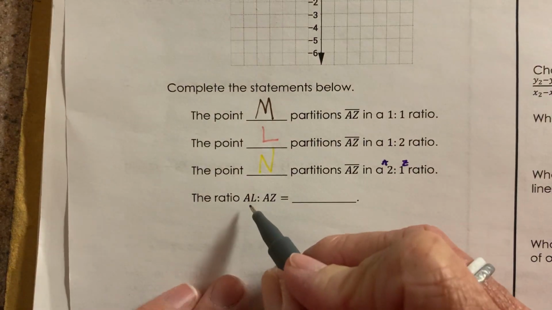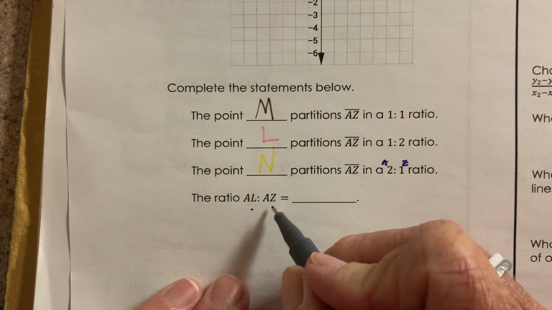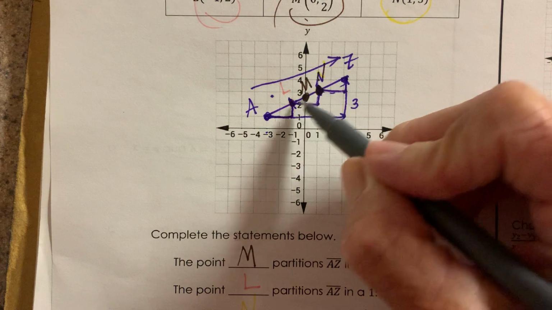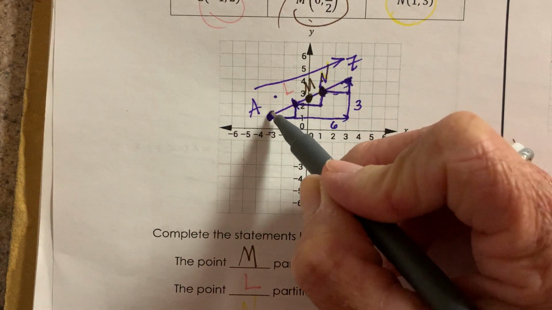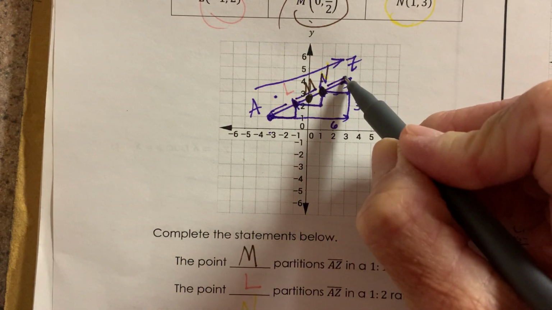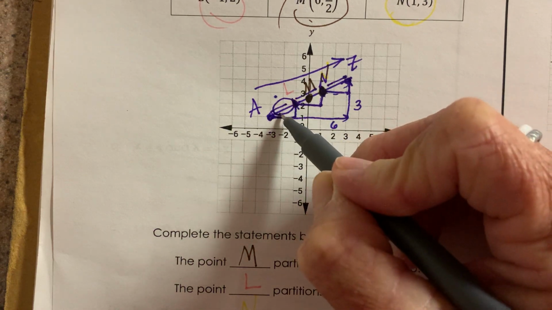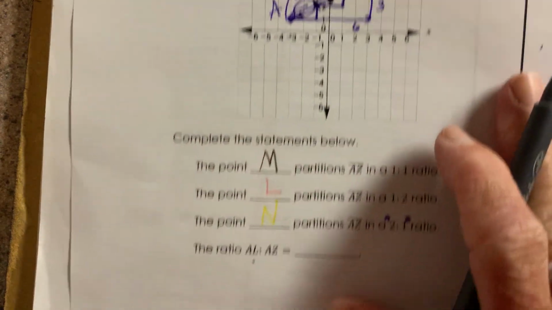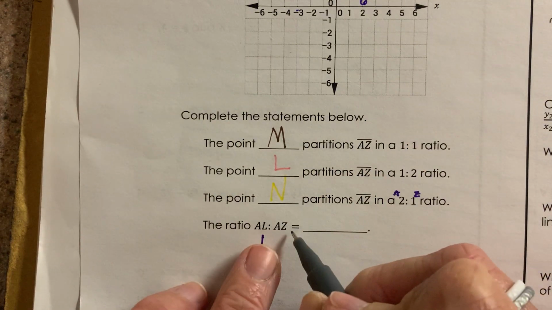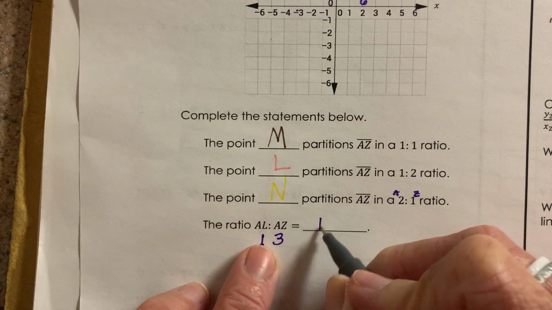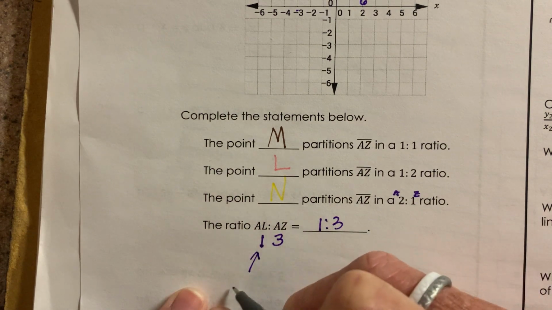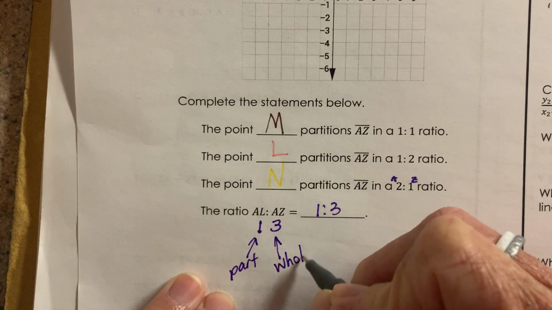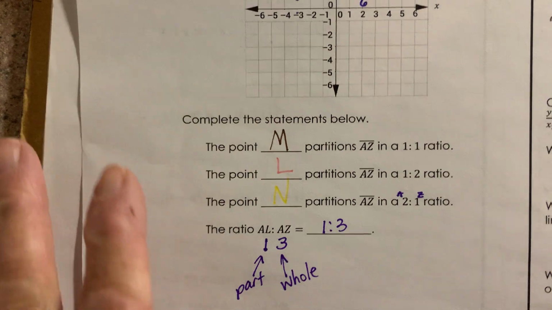What is the ratio of AL to AZ? Well, L and N split this segment up into thirds. We have a third, a third, and a third. So if I'm comparing AL to the whole entire thing, the whole thing was 3 parts, and AL was 1 part. That's a 1-to-3 ratio. This one was actually a part-to-whole relationship. We're going to keep revisiting partitioning.